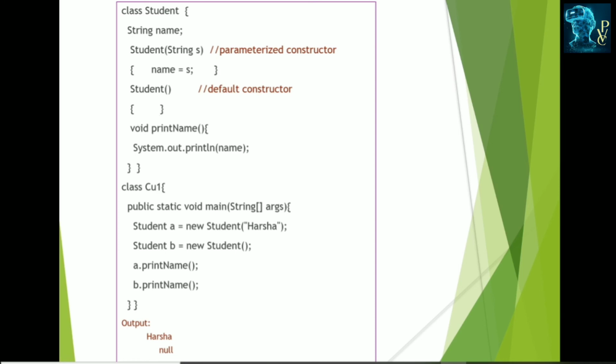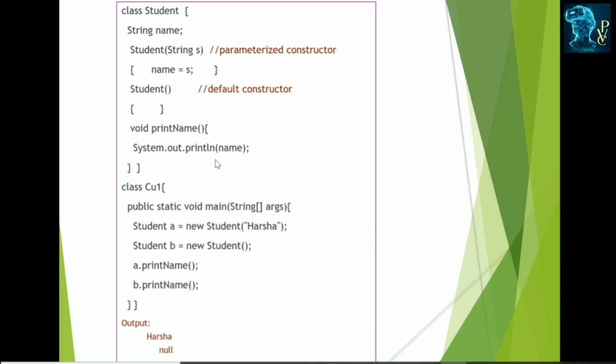Here we do not assign any value to the name. So when we call this constructor and the display method is called, it displays the null value as the name. These constructors are automatically invoked when we are creating Student type objects, and the values can be displayed with the help of a print statement, here the printName method. void printName, System.out.println, which prints the name, whatever input you passed to the constructor.